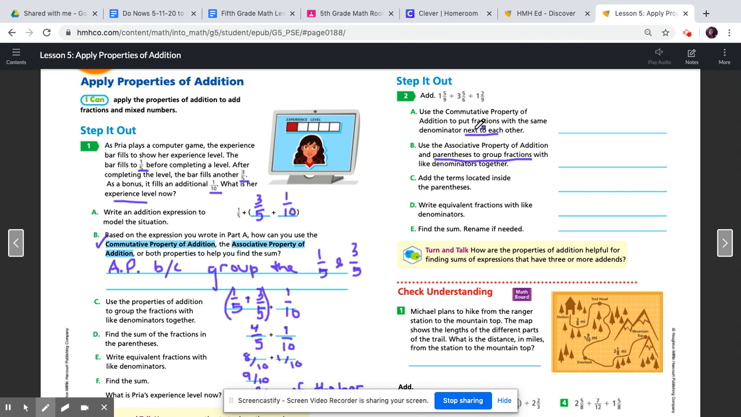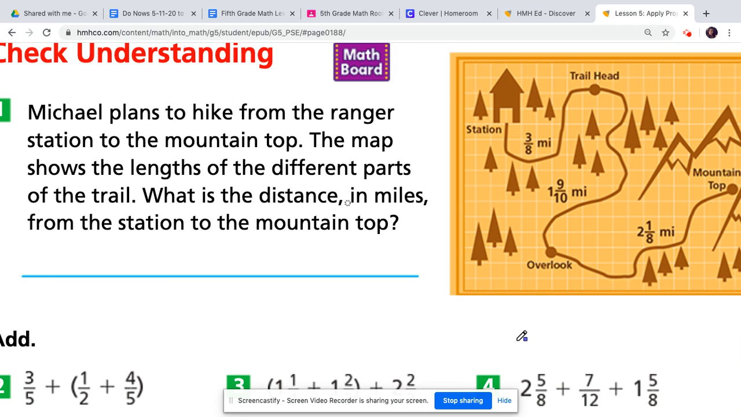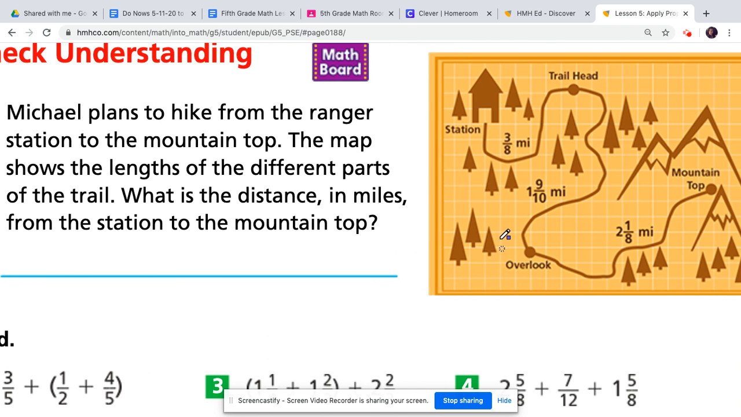And here it tells you exactly what to do for commutative. It says the ones next to each other with the same denominator. Associative, put the ones with the same denominators with fractions. Okay? On the bottom over here for the check understanding, it has Michael plans to hike from the ranger station to the mountaintop. So here is the ranger station, and this is the mountaintop. The map shows the lengths of the different parts of the trail. What is the distance in miles from the station to the mountaintop? So basically going from the station to the trailhead, from trailhead to overlook, and from overlook to mountaintop. How long is it total in miles?